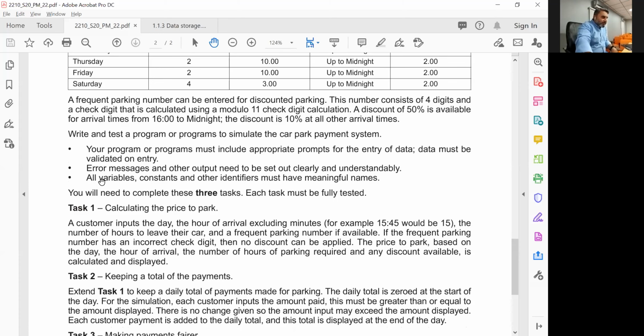All variables. We are going to have a few variables and few constants, and we have to name them properly. We will see all these things, especially error messages, variable names and constant names, when we discuss the whole task technically. At the moment, it's just the simulation or the observation of the task. So let's start with task one.